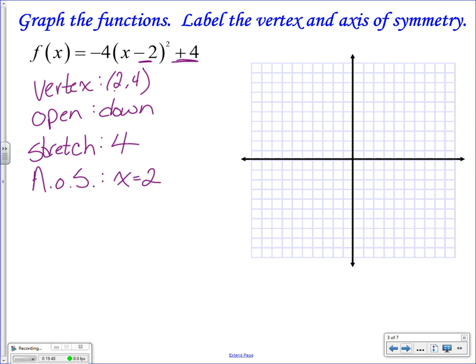Okay, so my vertex is at 2, 4. My axis of symmetry is, they want me to label the vertex and axis of symmetry, so I have to draw it in here. It's opening down, so this is x equals 2. My vertex is 2, 4. Now the basic movement that we talked about, if I go over 1, how far am I supposed to go down?